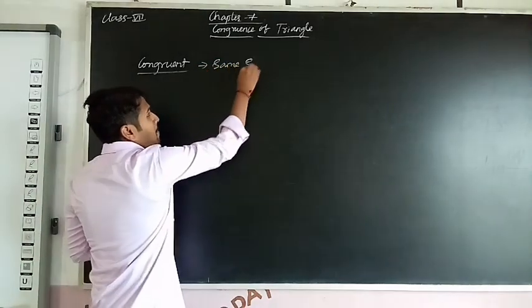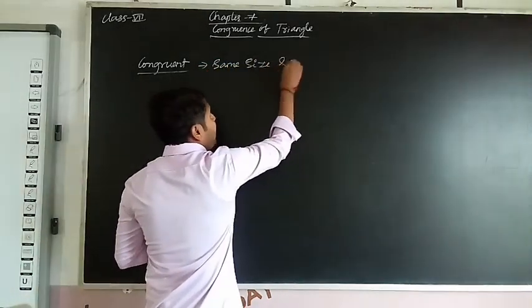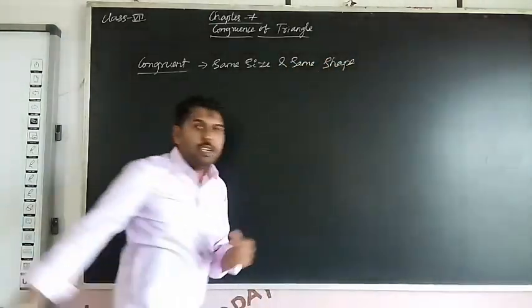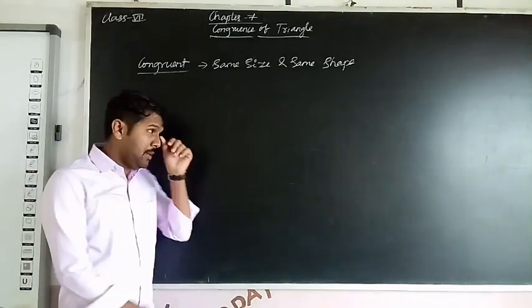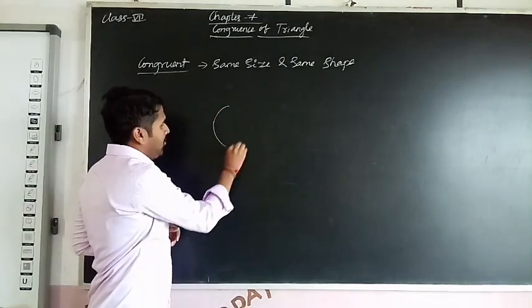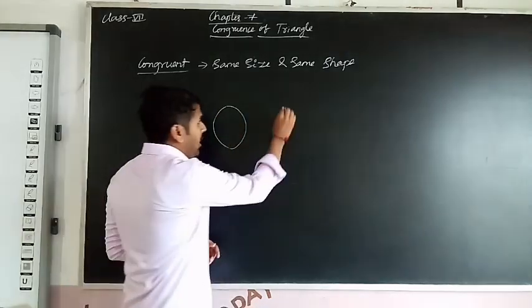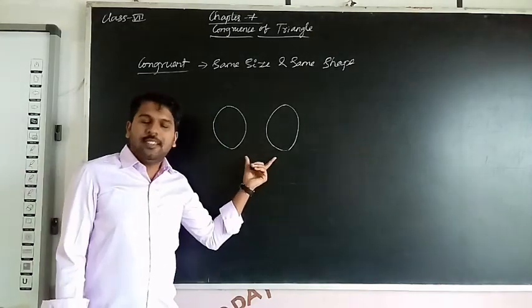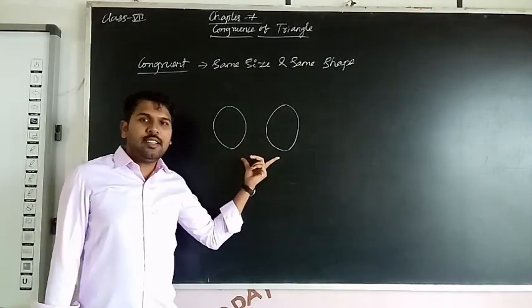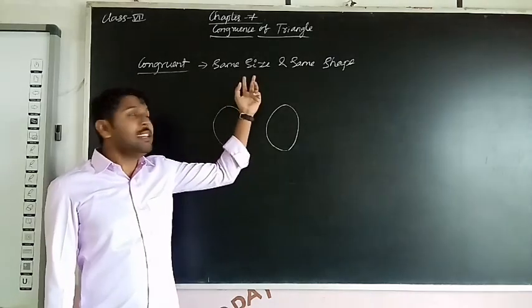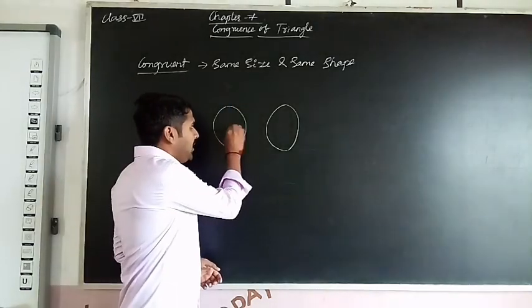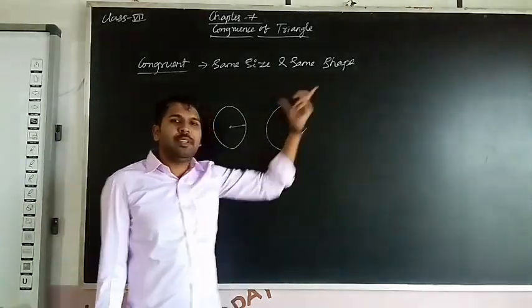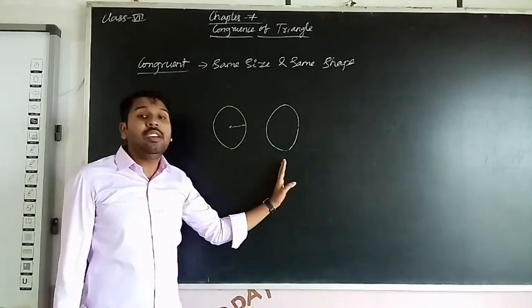Same size and same shape. So take one example. This is one square and this is another square. So this is a circle. So these two circles are congruent. Why? Because they are the same size. Same size means their radius is same, perimeter is same, and same shape. They are both circles, isn't it? So these two are congruent.